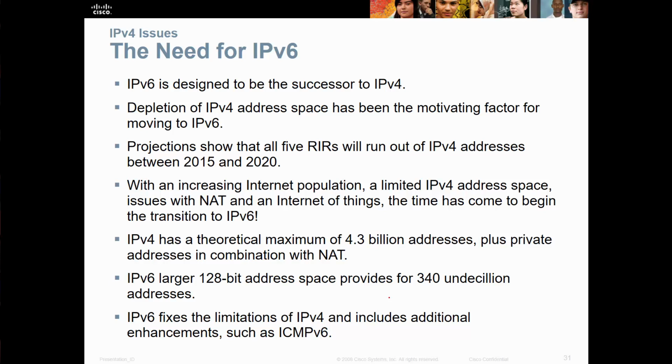IPv4 with a 32-bit address scheme, we're looking at roughly 4 billion addresses. But with IPv6, we have a 128-bit address space, meaning it's 340 undecillion addresses, which is a huge number.